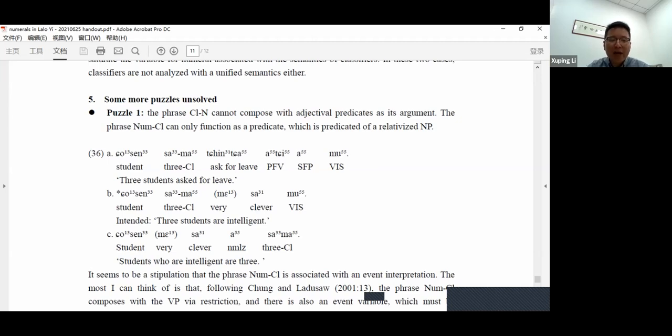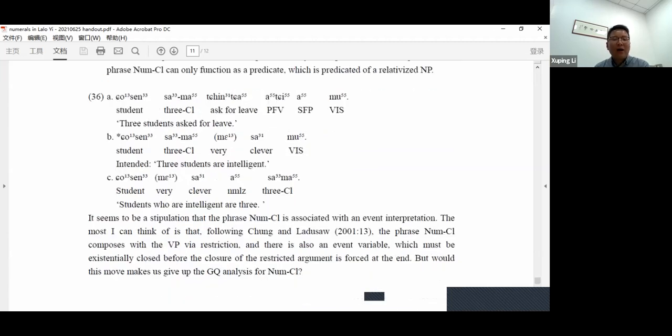If it is a GQ, why can it not compose with an ET type adjective? That's really puzzling. I think it seems to be a stipulation that the phrase nomenclature is associated with an event interpretation. At the moment, the most I can think of is, if we follow Chen and Lalo, the nomenclature composes with the VP via restriction. And then there is also an event variable, which must be existentially closed before the closure of the restricted argument is forced at the end. But then I worry, would this kind of move make us give up the GQ analysis for nomenclature?